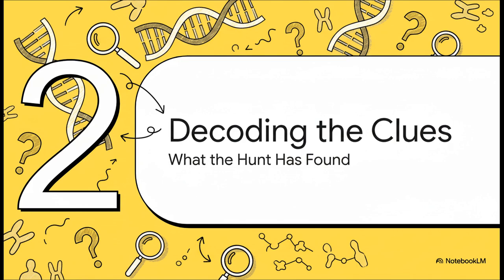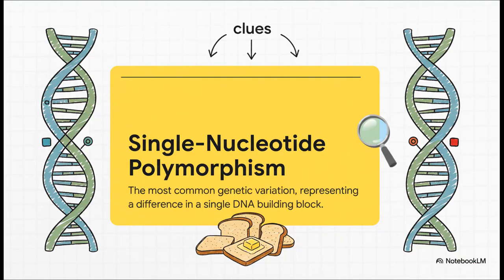To really get the results, we first need to understand what a genetic clue even looks like. So the clues that GWAS hunts for are called SNPs. That stands for single nucleotide polymorphisms. Now, I know that sounds super complicated, but you can just think of them as common one-letter typos in our DNA code. These aren't necessarily mistakes or errors, they're just the tiny differences that make each of us unique. And they are the number one target for GWAS.